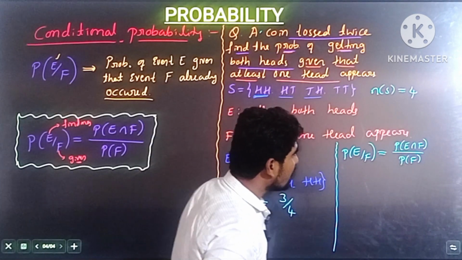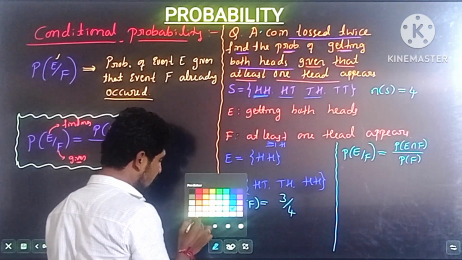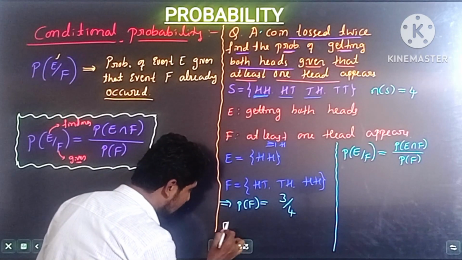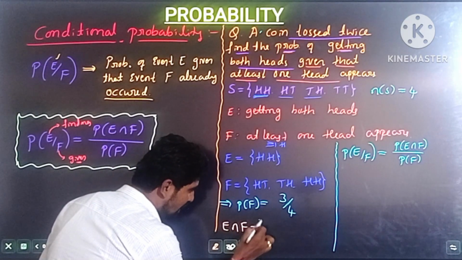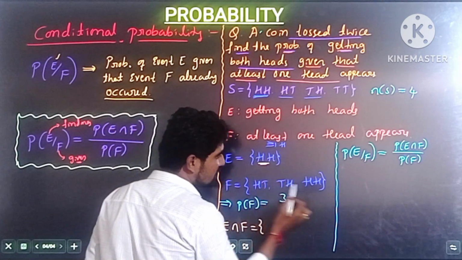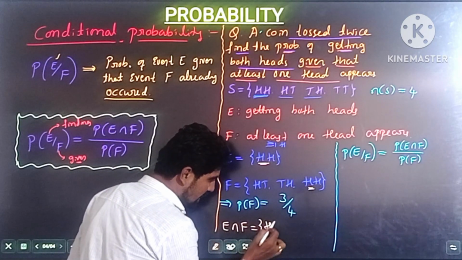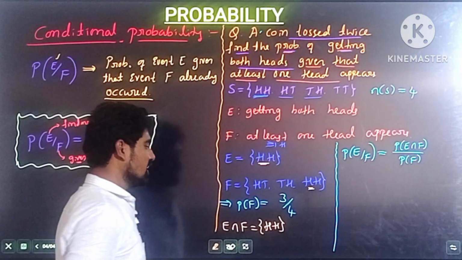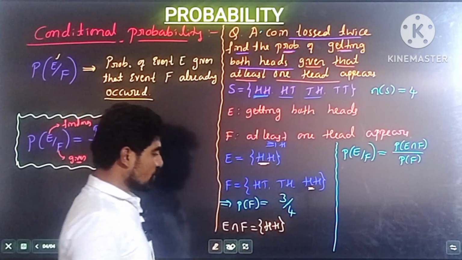And also we need probability of E intersection F. So therefore, we need to calculate the E intersection F. Intersection means common elements between E and F. Here the common element is only one, that is head and head. So head is E intersection F. And we need its probability.